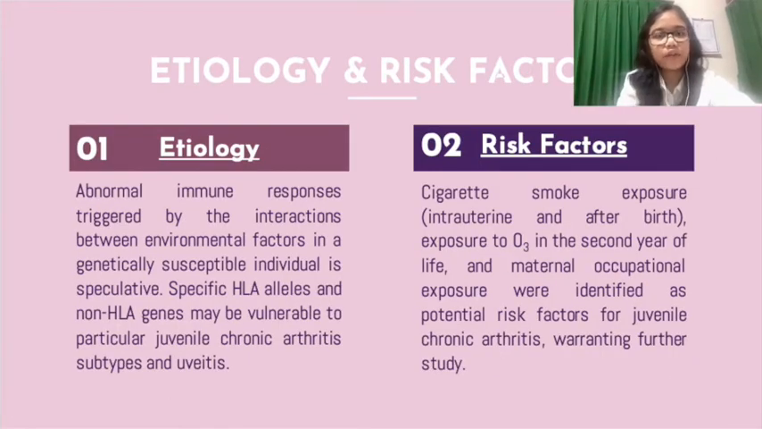The cause and trigger of juvenile chronic arthritis remain unclear. It is an abnormal immune response triggered by interaction between environmental factors and genetically susceptible individuals. Specific HLA alleles or non-HLA genes may be vulnerable to particular juvenile chronic arthritis subtypes. It was found that cigarette exposure at age 2, and maternal occupational exposure, were identified as potential risks of juvenile chronic arthritis, which warranted further study.